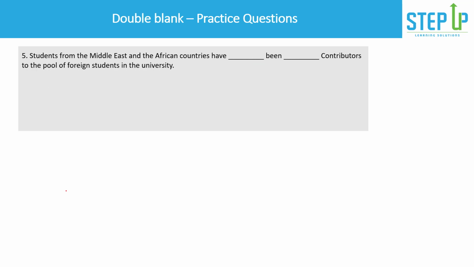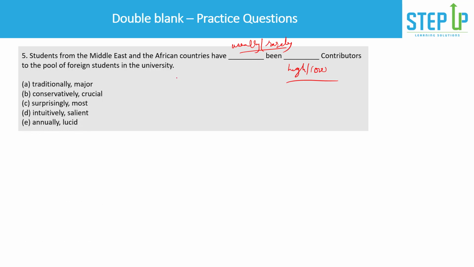Okay, let's look at the final one. Students from Middle East and African countries have dash been dash contributors to the pool of foreign students in the university. Students from Middle East and African countries have, usually it could be, right? Have usually or rarely, right? Usually or rarely been high or low, we don't know, but it could be anything, right? High or low contributors, because we don't know, right? So rarely been low or rarely been high contributors to the pool of foreign students in the university, right?